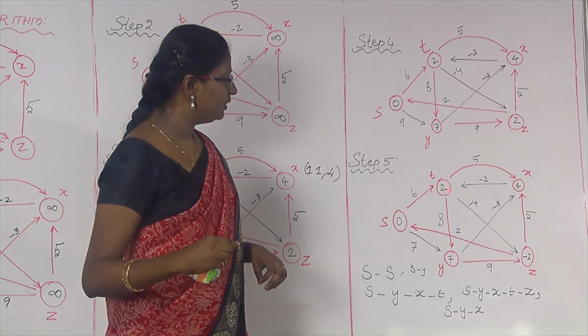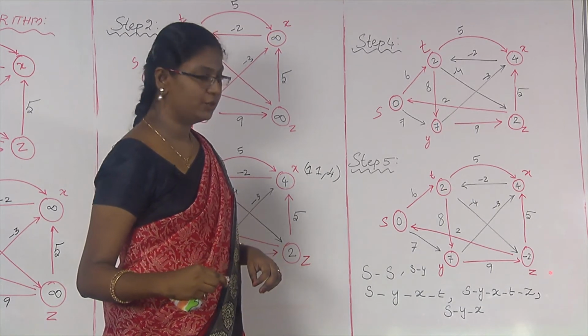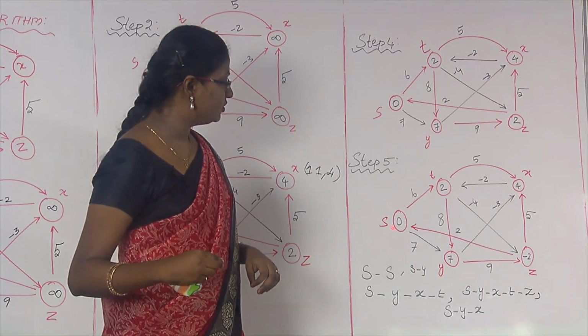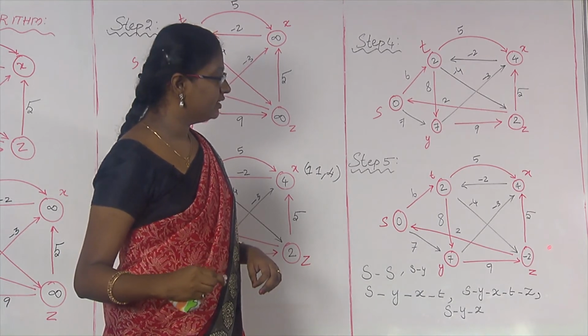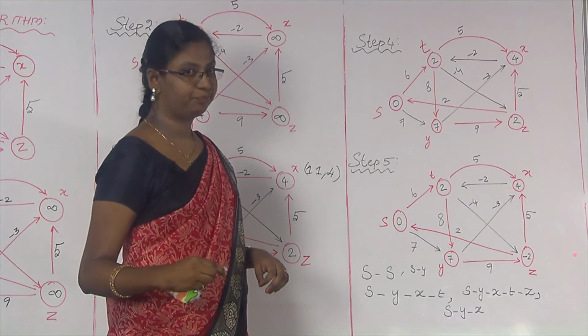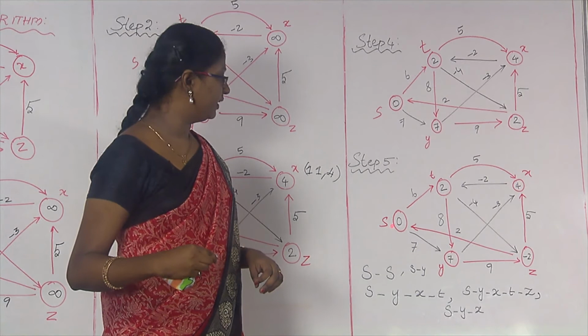From T to Z, if you consider the distance, that is 2 minus 4, that is minus 2. We can go like this, from S to Y, Y to X, X to T and T to Z, and the distance I am getting is minus 2. And here we already found all the minimum distances from the vertex S.